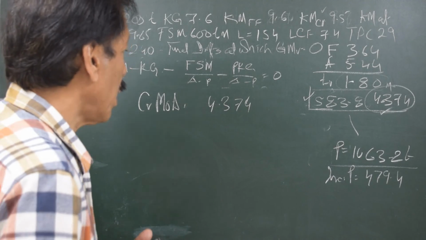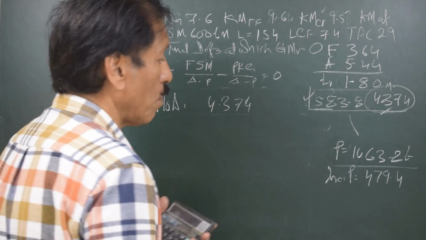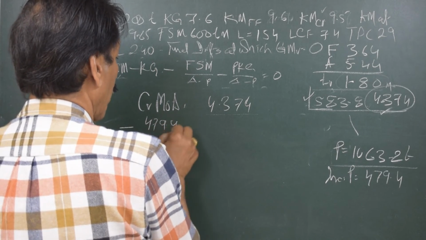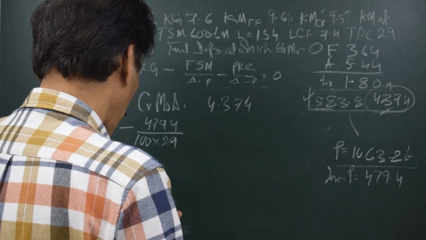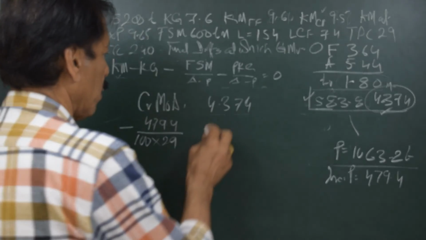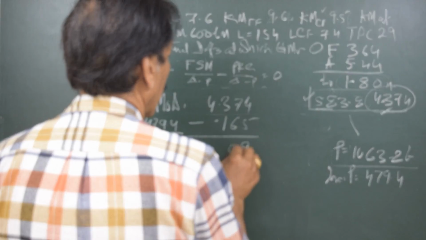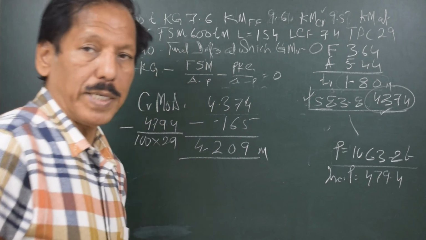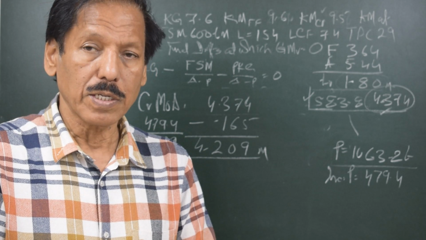All we have to do is find what will be the change of mean draft, or the change of hydrostatic draft. So the change of hydrostatic draft is going to be 479.4 divided by 100 TPC. So let us see, 479.4 divided by 2900 gives me 0.165. So 4.374 minus 0.165 gives 4.209 meters. So 4.209 meters is the draft fore and aft at which the GM becomes 0.